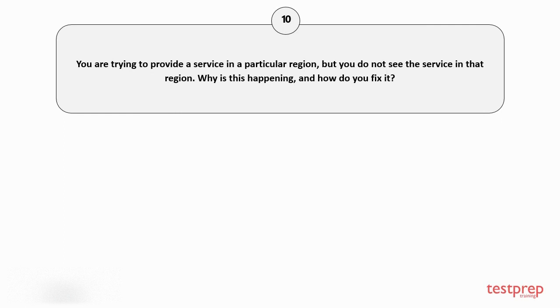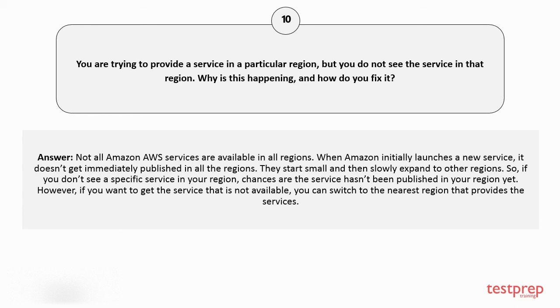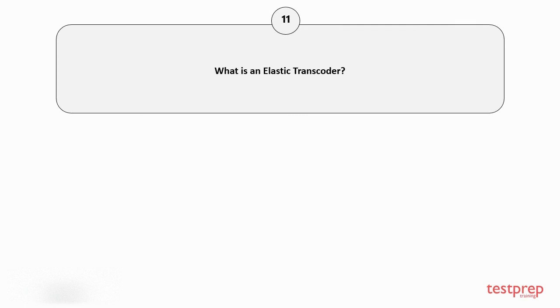Question number 10, you are trying to provide a service in a particular region, but you do not see the service in that region. Why is this happening, and how do you fix it? Your answer is not all Amazon AWS services are available in all regions. When Amazon initially launches a new service, it doesn't get immediately published in all the regions. They start small and then slowly expand to other regions. So, if you don't see a specific service in your region, chances are the service hasn't been published in your region yet. However, if you want to get the service that is not available, you can switch to the nearest region that provides the services.